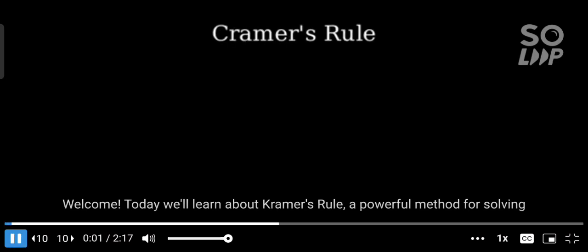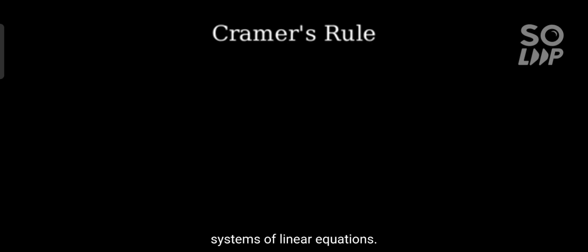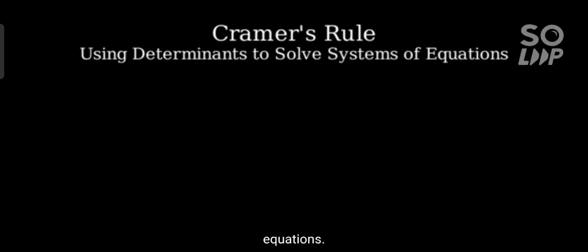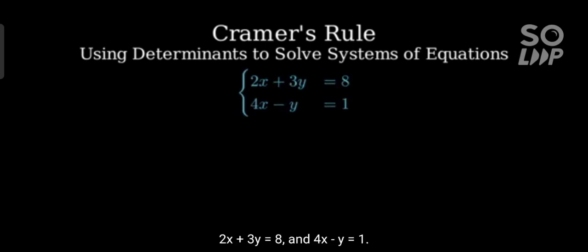Welcome! Today we'll learn about Cramer's rule, a powerful method for solving systems of linear equations. Cramer's rule uses determinants to find the values of variables in a system of equations. Let's look at an example. Consider the system of equations: 2x plus 3y equals 8 and 4x minus y equals 1.